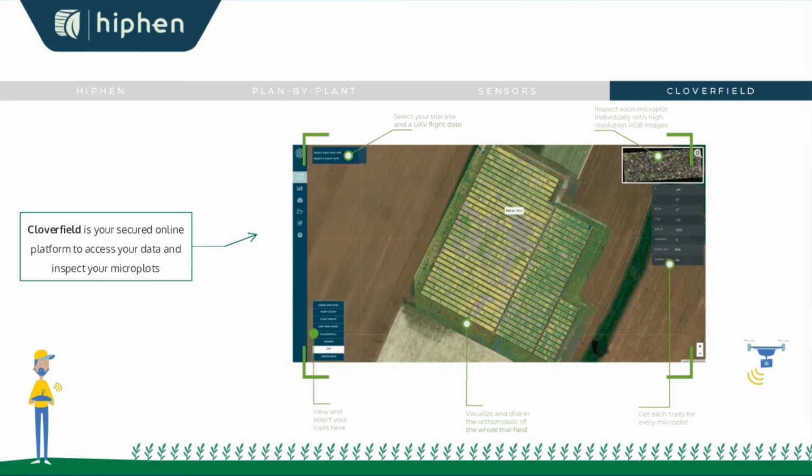Here's an example of the web interface, Cloverfield, that you can use to inspect each microplot. You can click on one microplot, see what the microplot looks like, and see all of your statistics and results per microplot. You can do a lot of analytics as well, a lot of graphs and so on, that can facilitate the job for you.